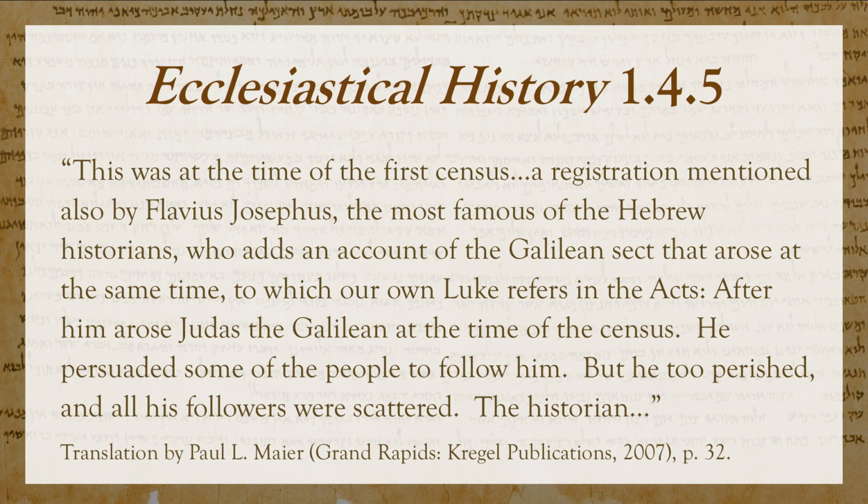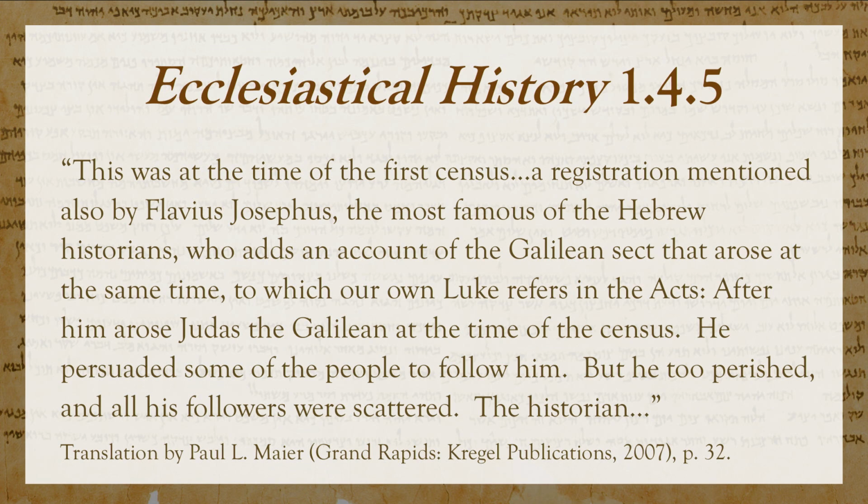An example from Eusebius, from his Ecclesiastical History, Book 1, Chapter 4, Paragraph 5. I skipped ahead a little bit, but it says, "This was at the time of the first census, a registration mentioned also by Flavius Josephus, the most famous of the Hebrew historians, who adds an account of the Galilean sect that arose at the same time, to which our own Luke refers in Acts." And then he quotes Acts chapter 5.